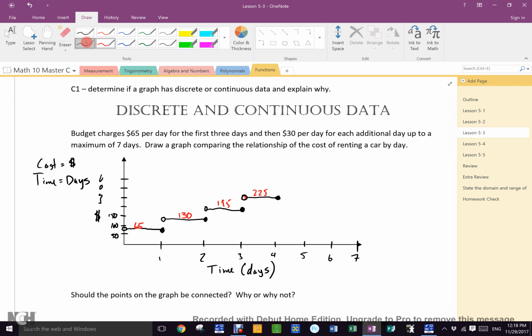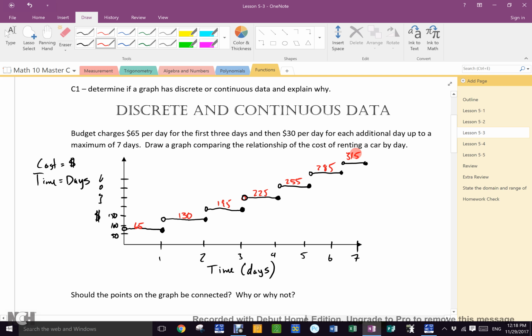Okay. What happens next? 255 to a closed dot. Then 285. Then 315. Is everybody cool with our graph?